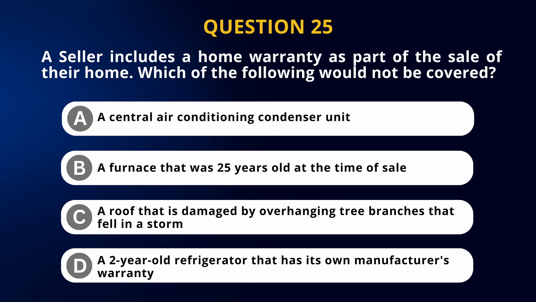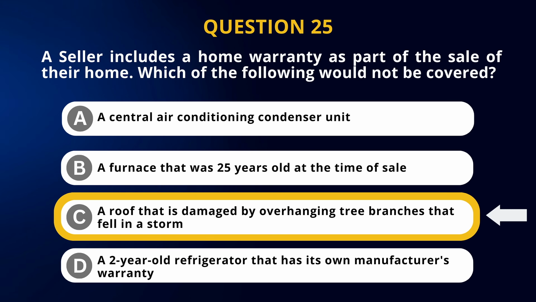And the answer is letter C, a roof that is damaged by overhanging tree branches that fell in the storm. So home warranties are covering the personal property effects inside of the home. So refrigerators, furnaces, central air conditioners, all of these have some function of a home warranty.